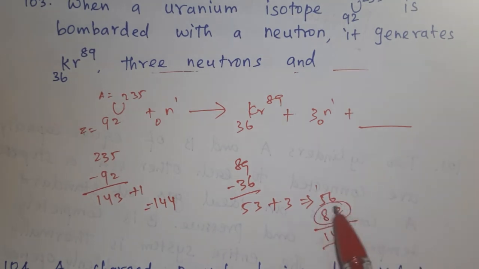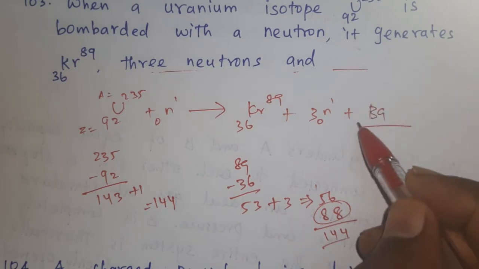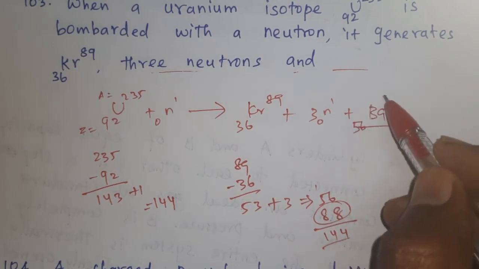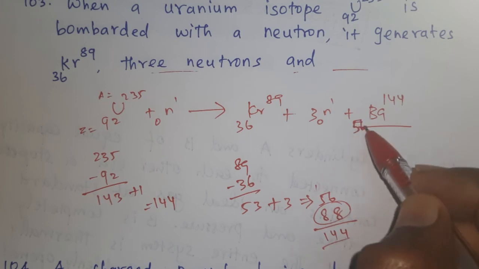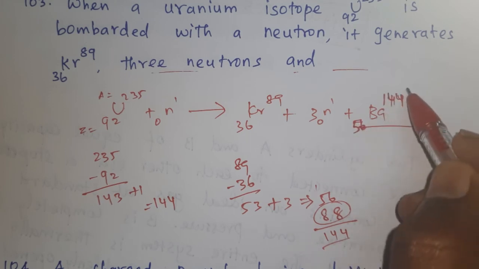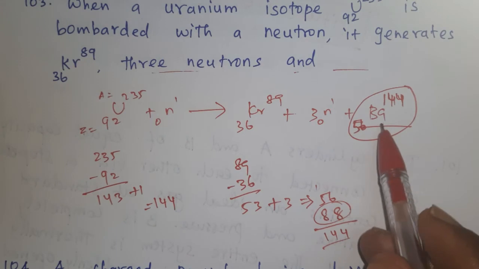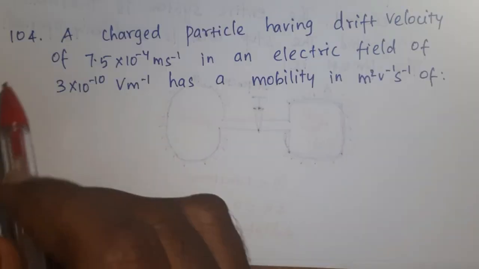So 88 neutron number for barium. Barium atomic number is 56, and the mass number is 144. So this is the answer for 103: barium 56, 144.